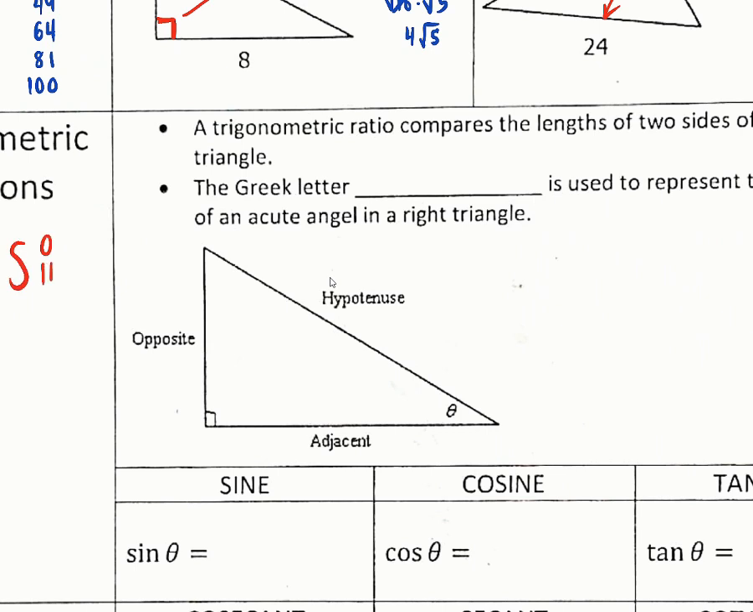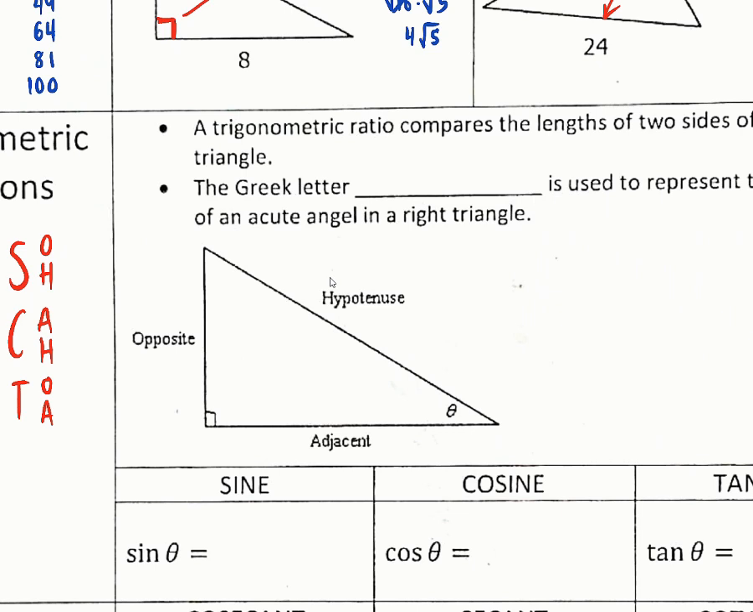SOH CAH TOA. So SOH is S-O-H. CAH is C-A-H, and then TOA, T-O-A. That's the way these will always follow. They will always follow the relationship that these sides make to each other, and therefore these trig functions will always give us the value in right triangles.